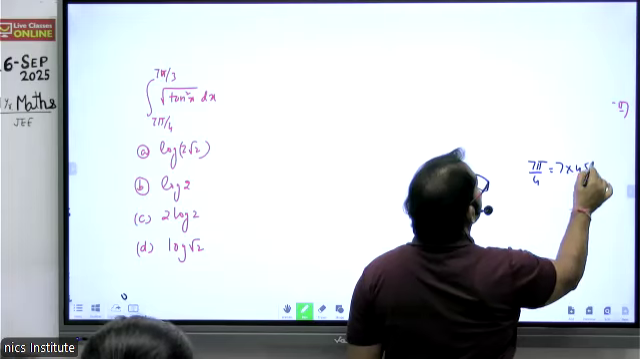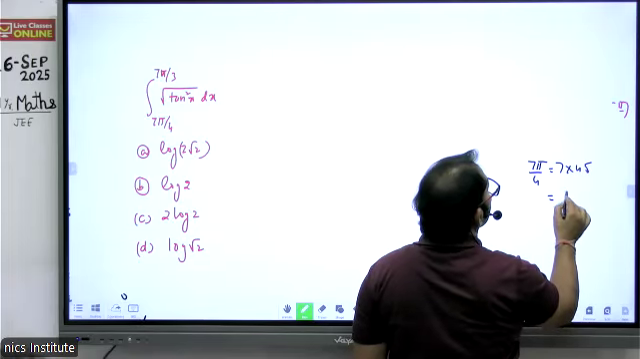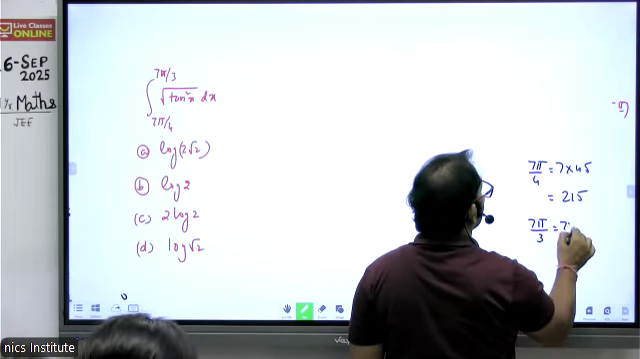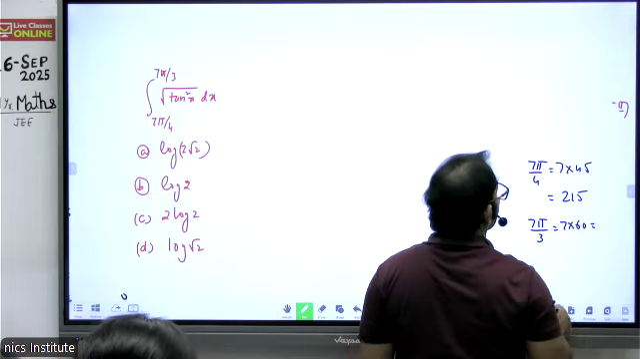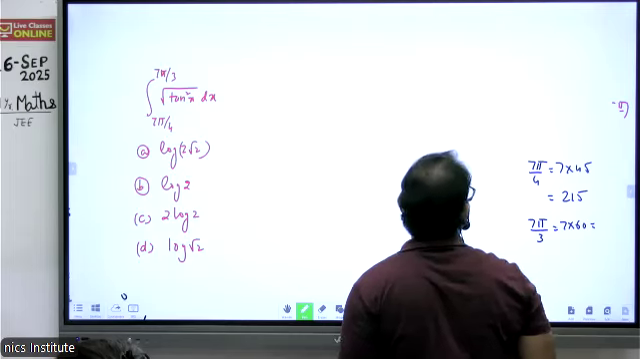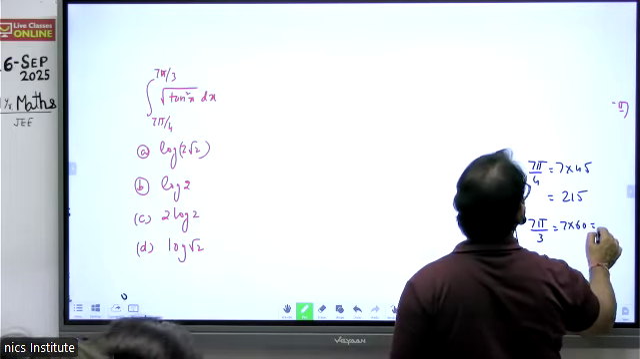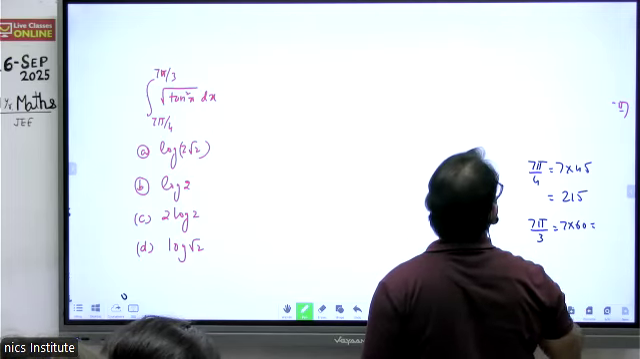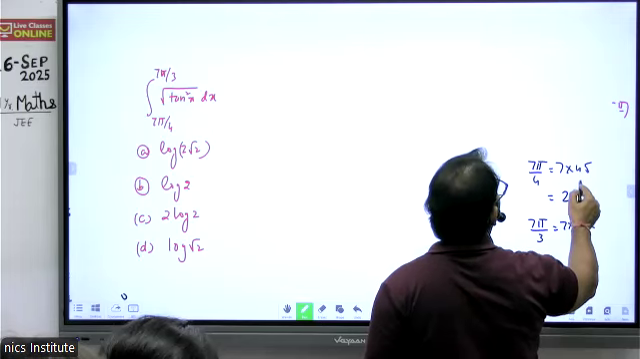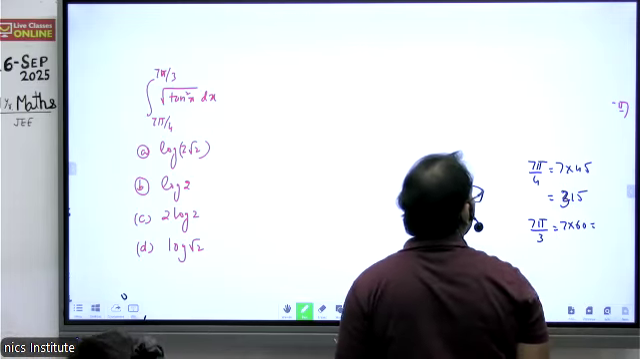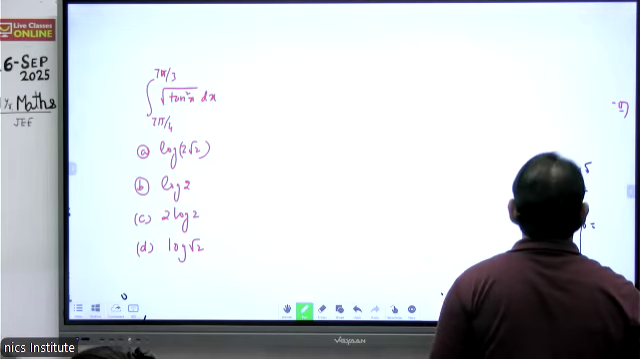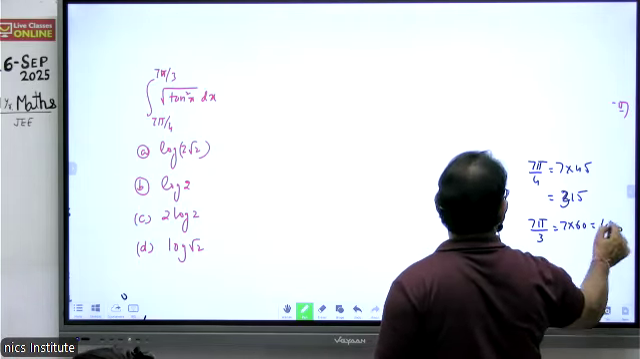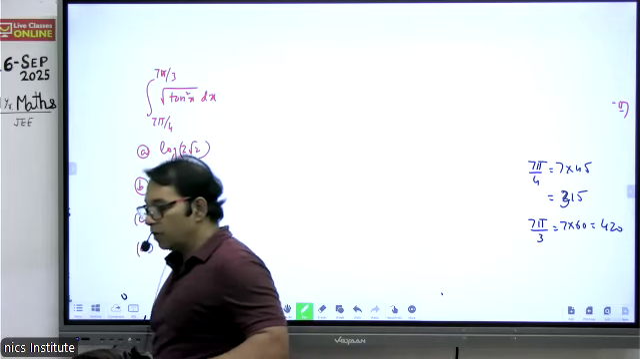7 into 45, 215, no? 315, sorry. And this is 7 pi by 3. Pi by 3 would be 60, so 420. So 420 would be then in which quadrant?